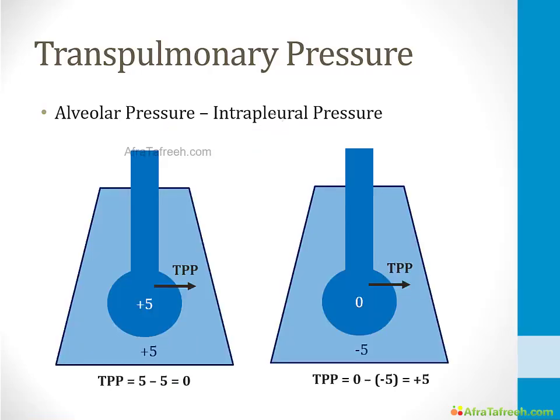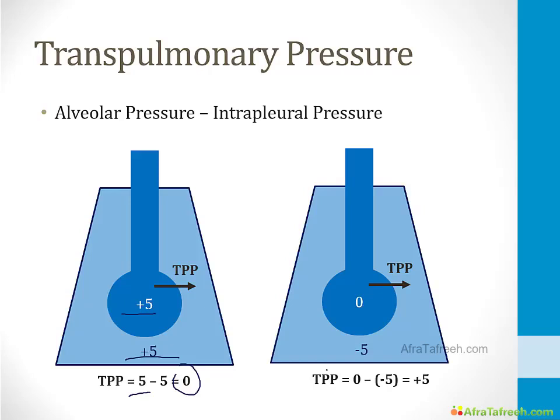So let's look at two examples of pressures in the lungs and talk about what happens to the transpulmonary pressure. So on the left side, we have a pressure of +5 inside the alveoli, and we have a pressure of +5 in the intrapleural space. The transpulmonary pressure, therefore, is 5 minus 5, which is 0, and this would be bad. If this actually happened, your lungs would collapse.